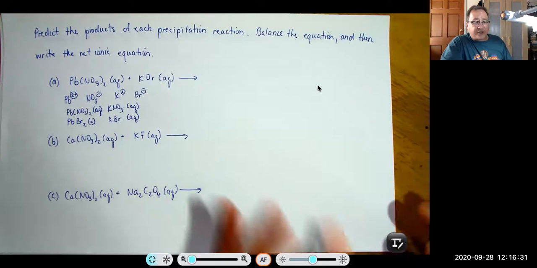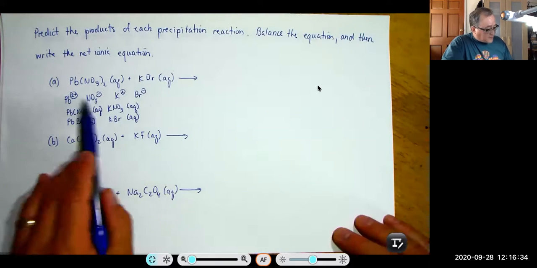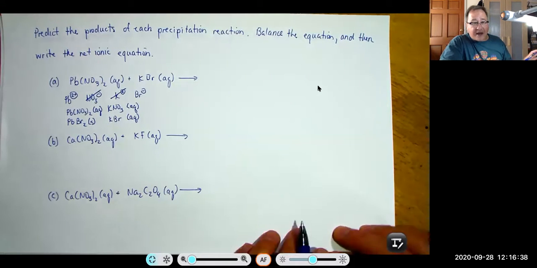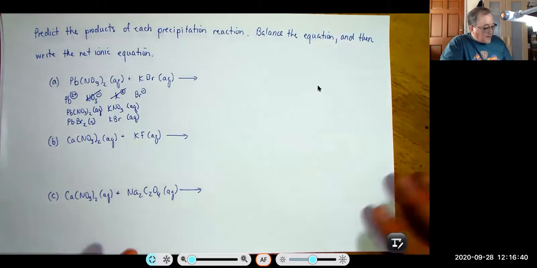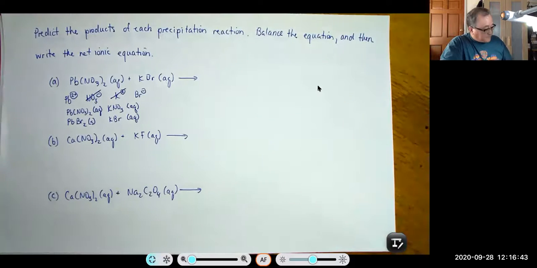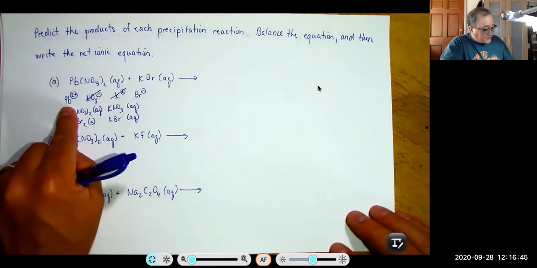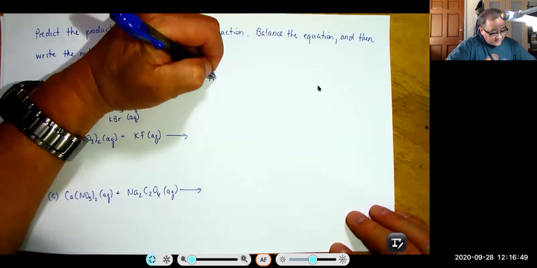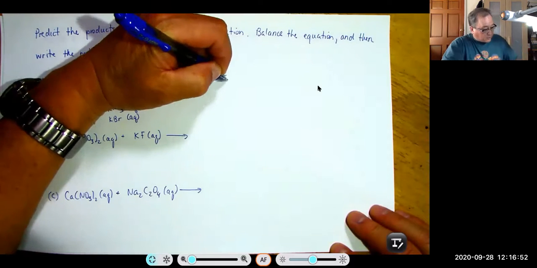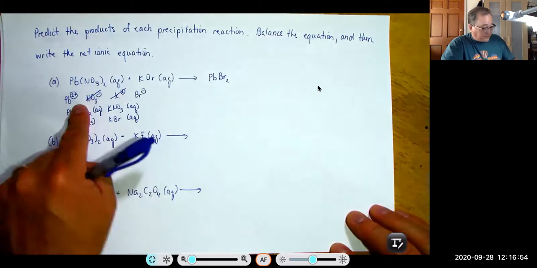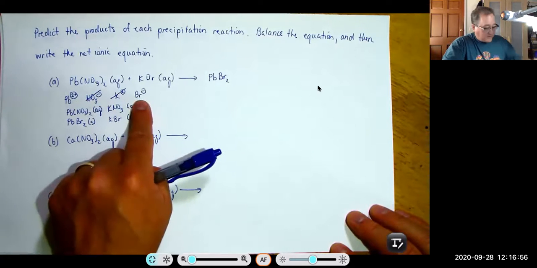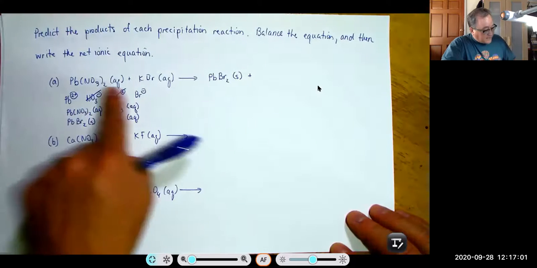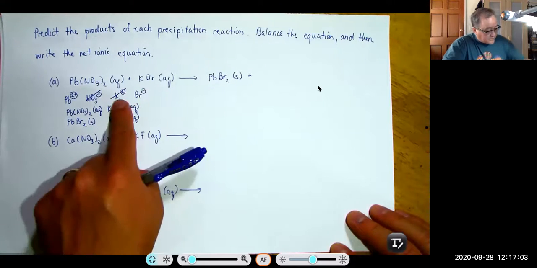The other way to do it is this way. Look at all of these ions. If there are any always-soluble ions, take them out. And whatever remains must be the solid. So the solid must be lead(II) combining with bromide, which means PbBr2 to get a neutral formula, since this is a +2 and this is a -1. So we put a solid here, and then we write the remaining ions, which are the potassium and the nitrate.